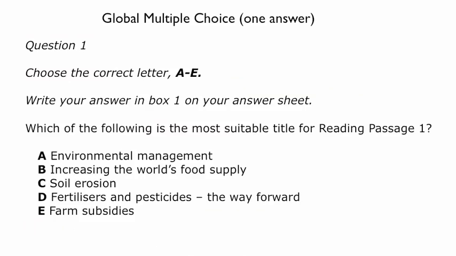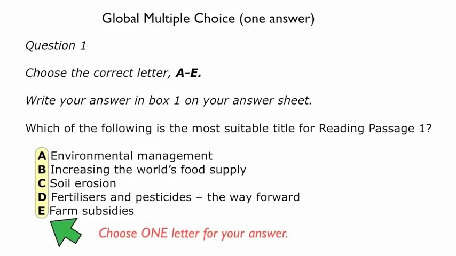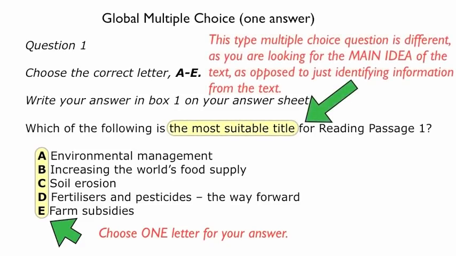Finally, you have global multiple choice. In this sort of question, you pick 1 letter from the list. However, this question asks you to understand the main idea of the text. Normally, you're looking for specific information in a question, so be careful when you answer this type of question as you have to look for the main idea.